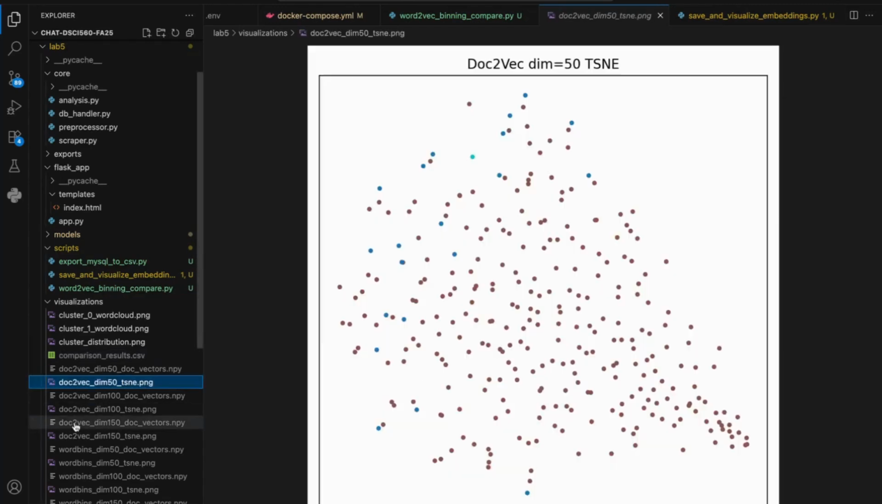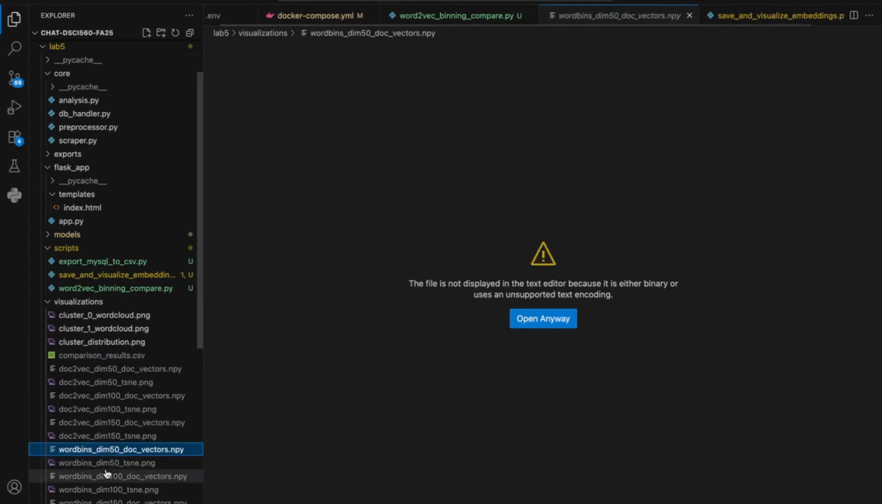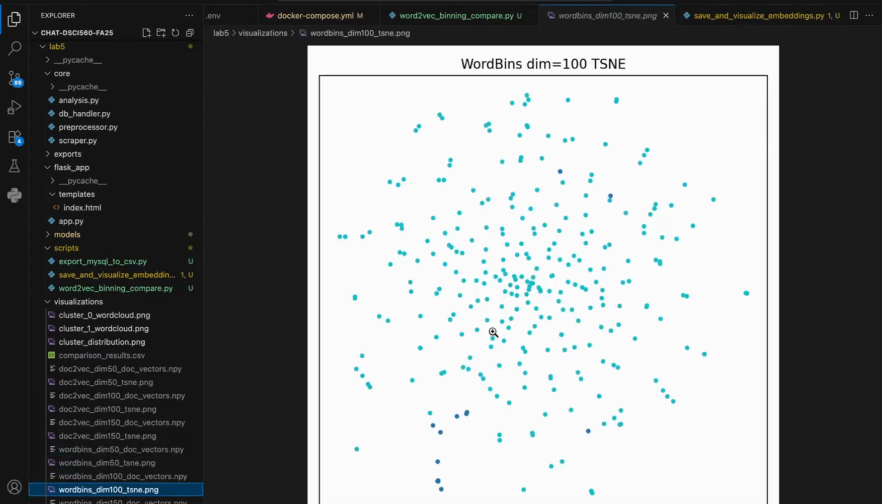In the word bins t-SNE, you see overlapping point clouds and diffuse clusters. The histogram representation tends to group many documents together because of shared higher frequency words and produces similar bin counts.